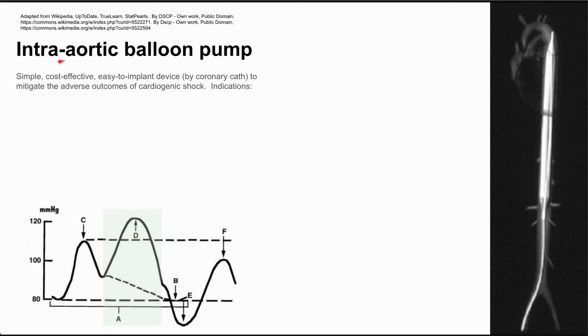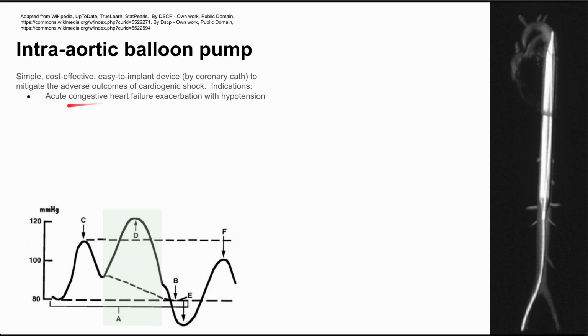This is a video on the intra-aortic balloon pump. This is a device that's used to mitigate the adverse outcomes of cardiogenic shock. This device is relatively simple, it's cost-effective, and it's easy to implant by coronary catheterization directly into the vessels. There are a number of indications for the intra-aortic balloon pump.